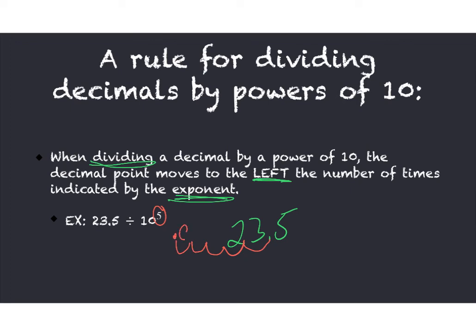Place my decimal there. I'll put zeros in the spots where there's no digit, and now I'm going to rewrite out my answer. Decimal 0, 0, 0, 2, 3, 5 is my answer.